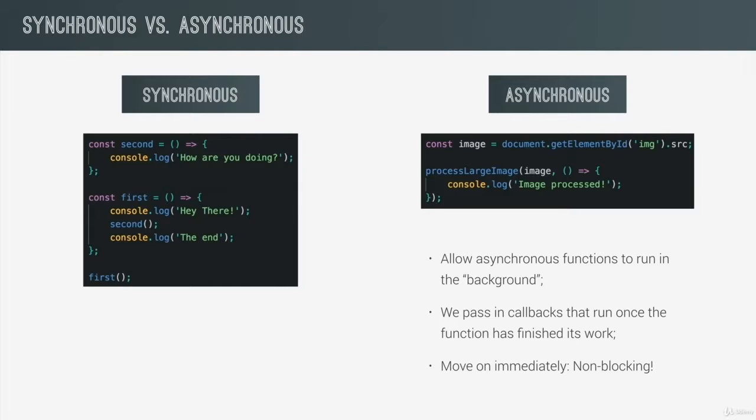So in summary, we can use callback functions to defer actions into the future in order to make our code non-blocking. But how does that actually work behind the scenes of JavaScript? Well, that's where the event loop comes in.